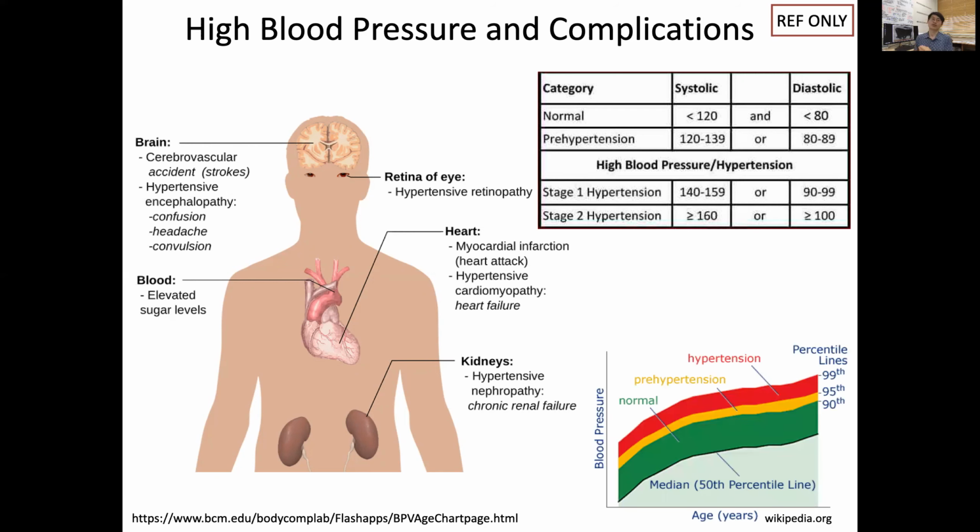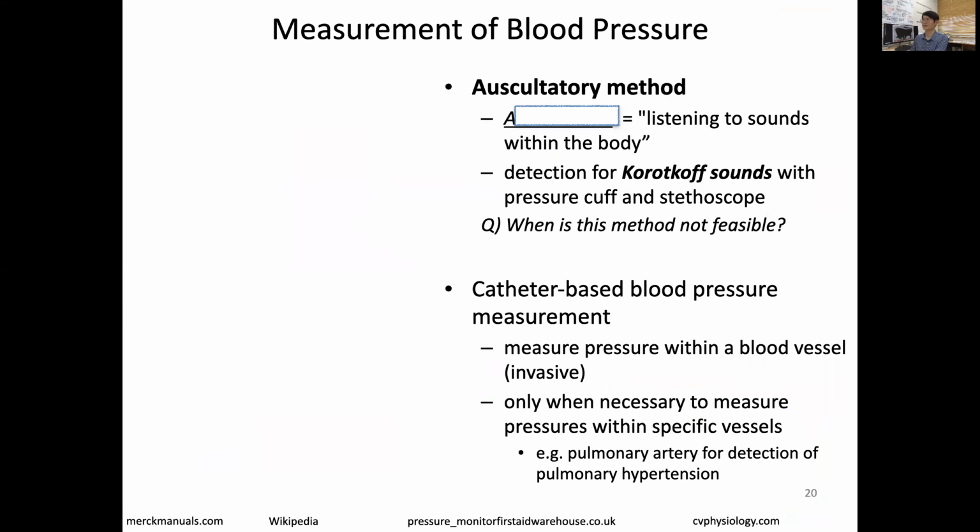So one noticeable thing is that over age, there are data showing blood pressure keeps increasing. Even if you have a lower blood pressure and you're okay, over age your blood pressure always tends to go higher and higher. So that's why we have to pay attention to this. Because of that, let's talk about measurement of blood pressure.